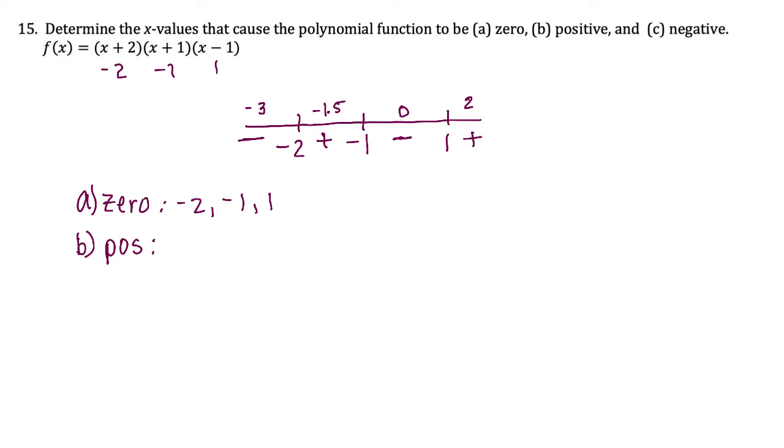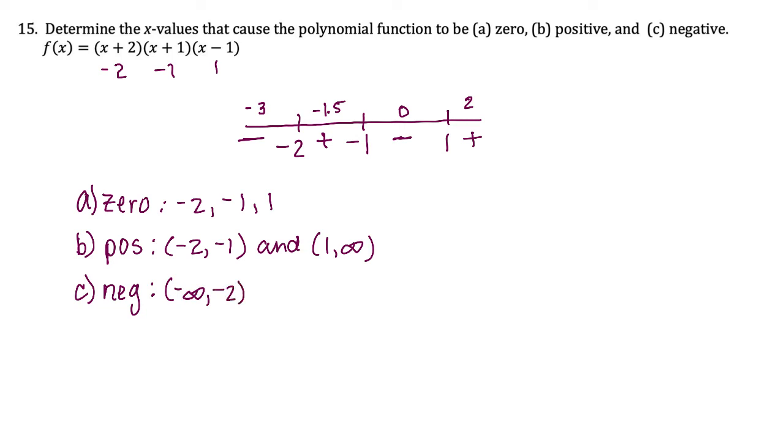Well, between -2 and -1, and from 1 to infinity. And then part C, negatives. Well, where do we get negative values from? Well, that was from negative infinity to negative 2. And where else did I have a negative? From negative 1 to positive 1.